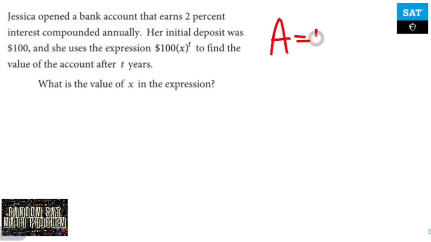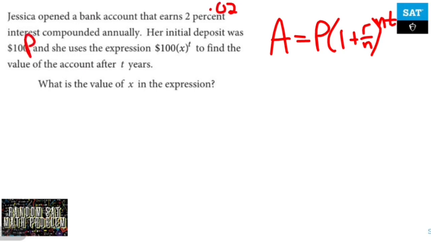You have your initial amount, p is the principal, 1 plus r over n to the nt. Now, I know I'm doing more than necessary, but if you're wondering why all of this is going to make sense, I am going to do more than necessary. Okay, 2% is going to be 0.02, and that's going to be my rate. Her initial deposit was 100, so that's going to be my principal. She uses the expression, who cares, to find the value of the account after 2 years. So t is still t. And if it's compounded annually, that means n, the number of times it's compounded within that time slot, is going to be 1. So let's plug in what I know.